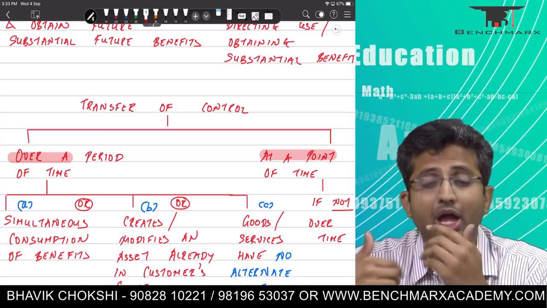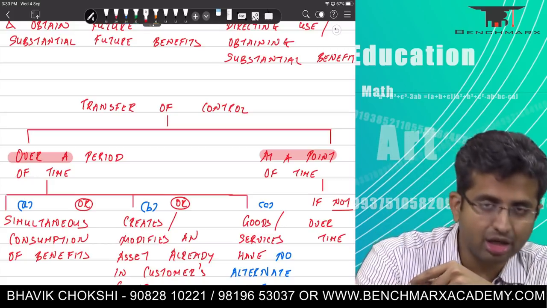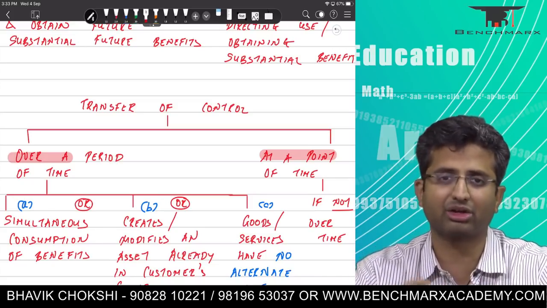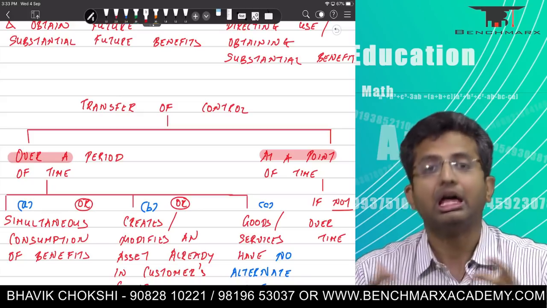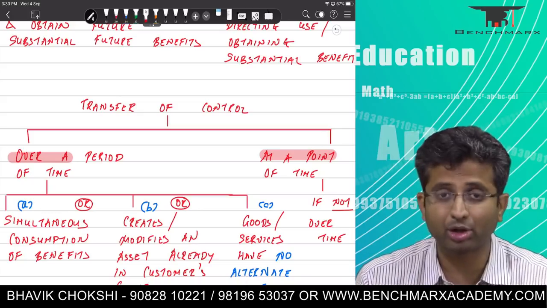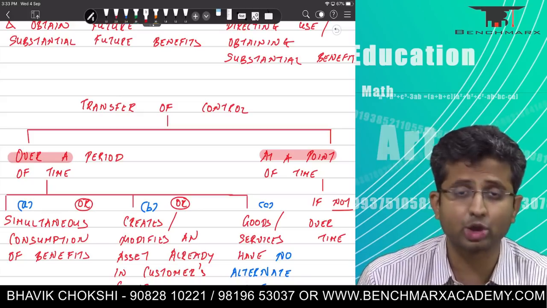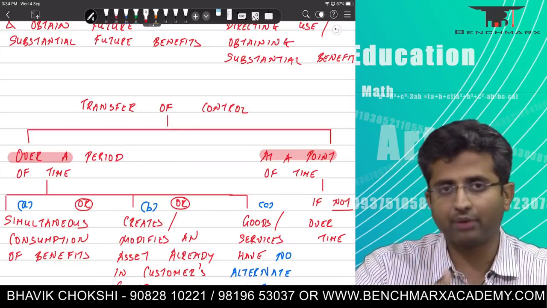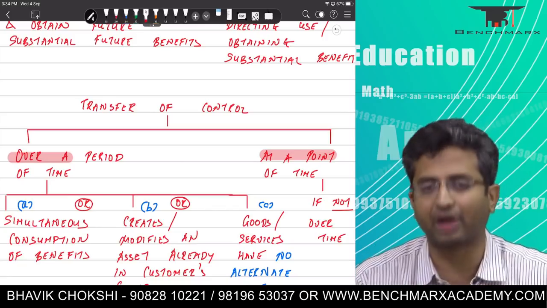Criteria number A: if a person renders a service and the other person simultaneously consumes. So it's a simultaneous rendering and consumption of services or goods. Then the transfer is happening over a period of time. For example, you join a coaching institute or you join a gym. The service is rendered simultaneously and the benefits are received simultaneously.